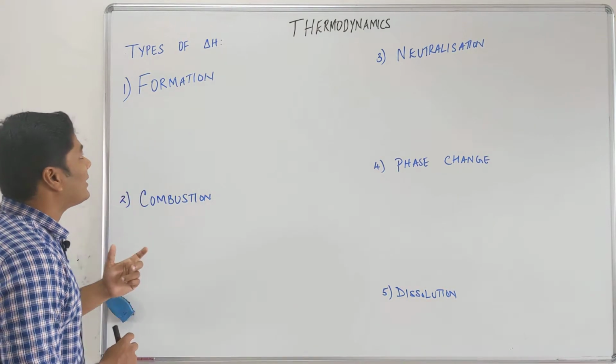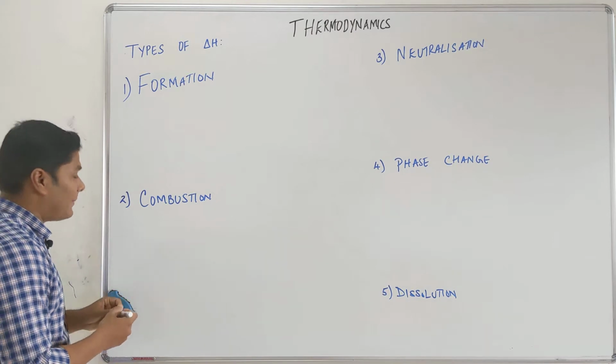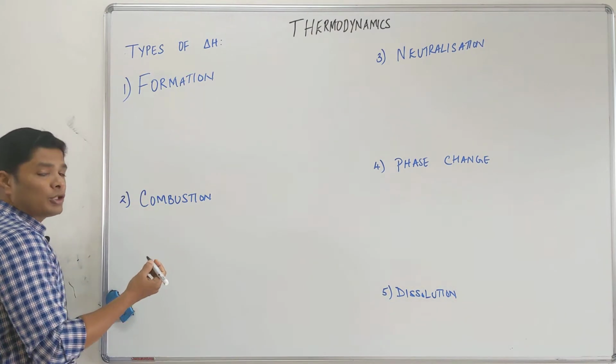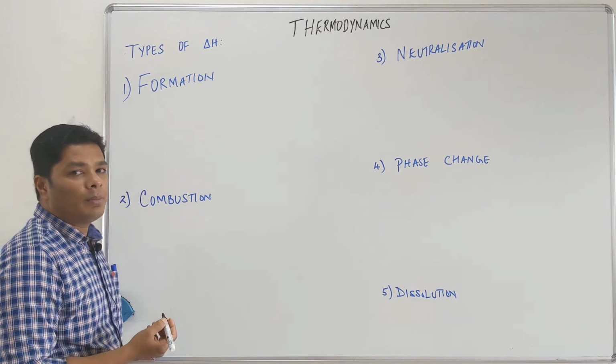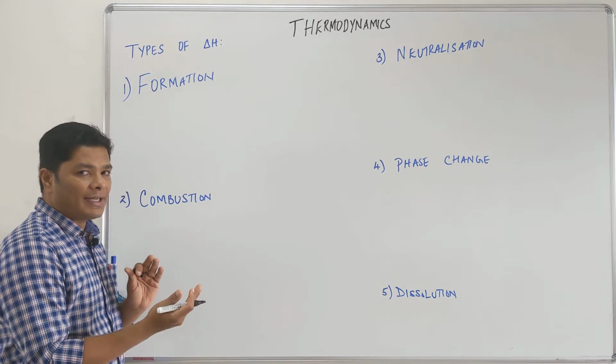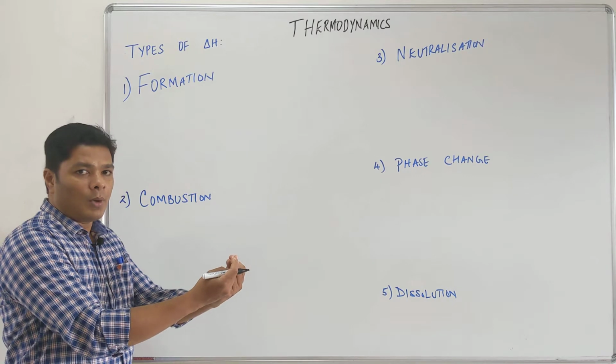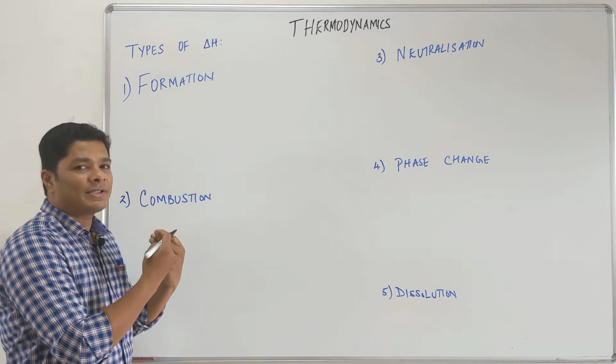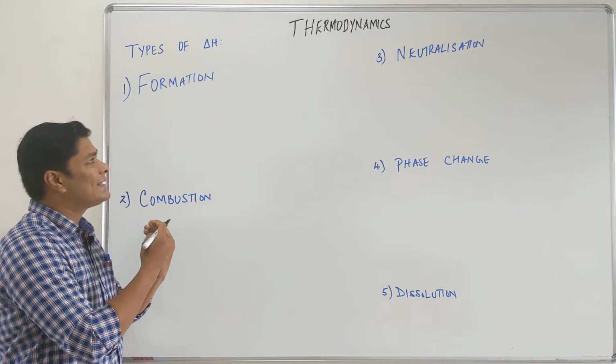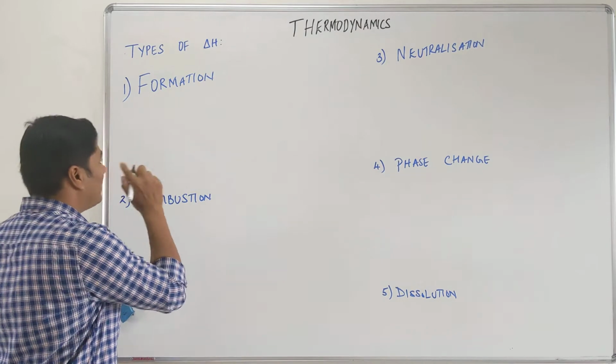What are the types of enthalpies that you deal with in the NEET exam? The number one most important thing is formation. Enthalpy of formation is the amount of energy change that happens when you form 1 mole of the product compound from the constituent elements in their standard state. It's a lot easier when you write an example and do it.